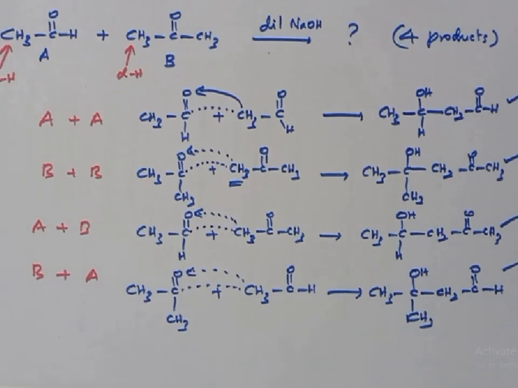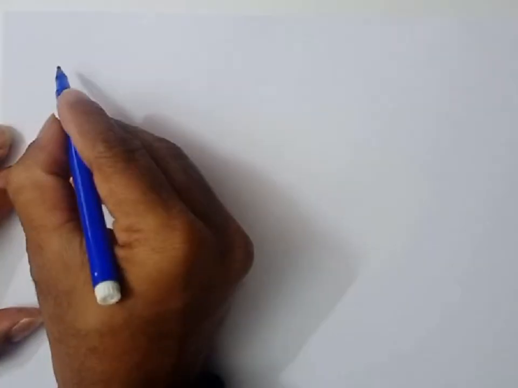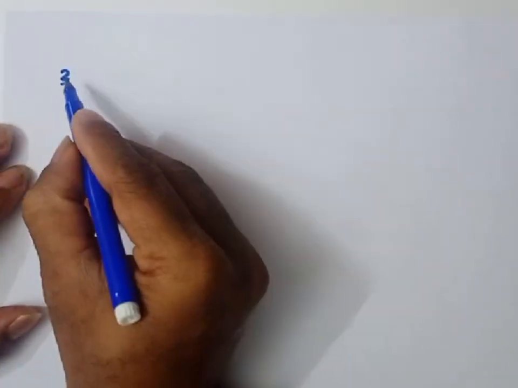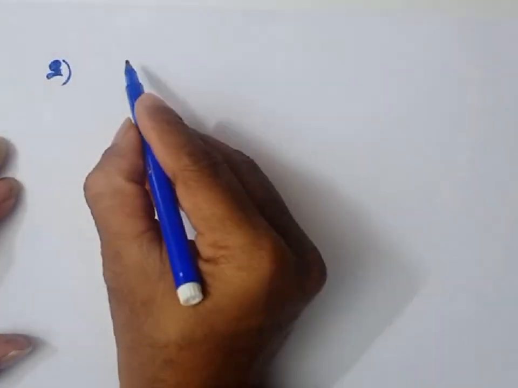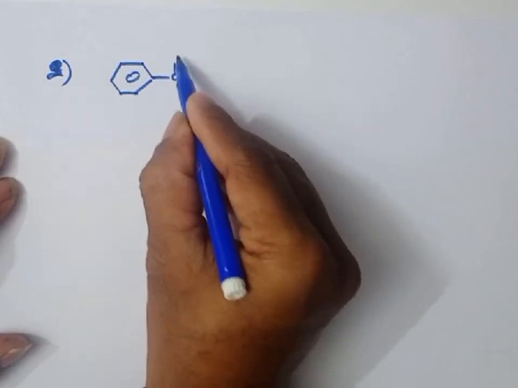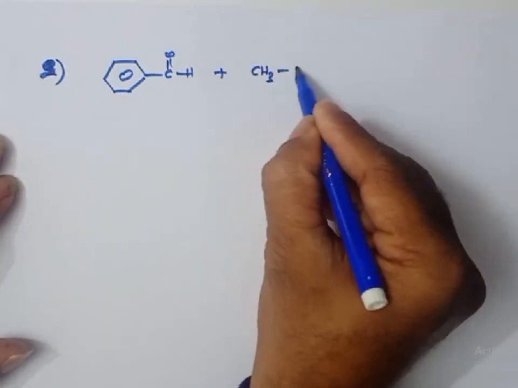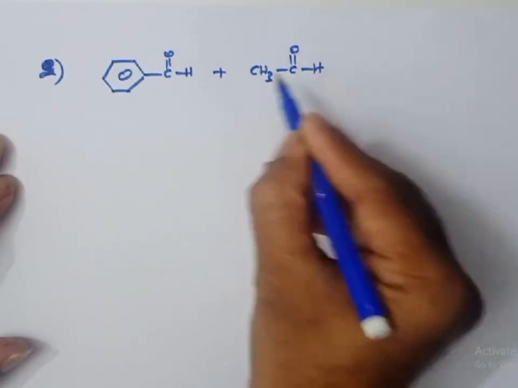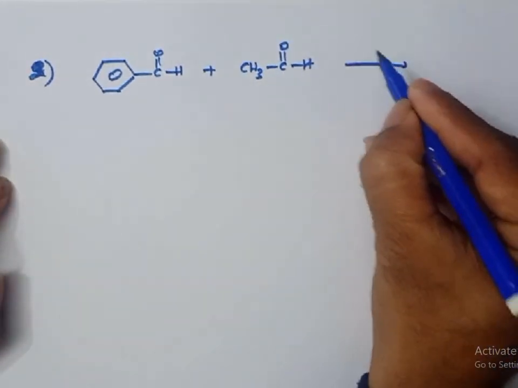Now, students, observe carefully. Sometimes they'll give a compound like this. See, I'll give a reaction of this type, a crossed aldol reaction. Students, observe carefully. I'll take benzaldehyde. Then I'll take acetaldehyde. I'll take the mixture of these two. I'm mixing benzaldehyde and acetaldehyde, and I'm adding dilute sodium hydroxide.